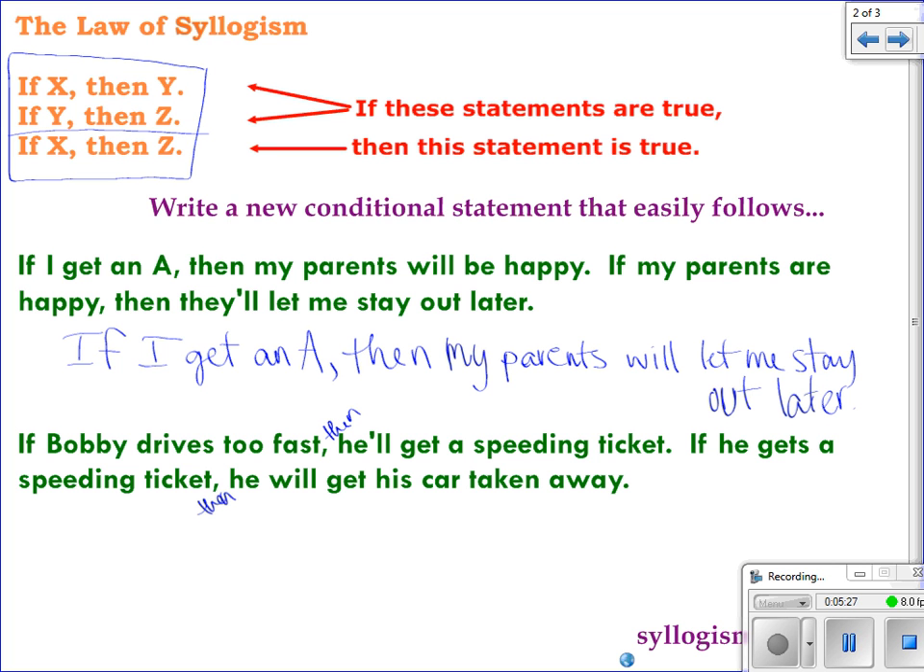If Bobby drives too fast, then he'll get a speeding ticket. If he gets a speeding ticket, then he will get his car taken away. Yes. Bobby drives fast. Okay. Not true. He might not get caught. Come on, Bobby. Let's go with the cops on you.